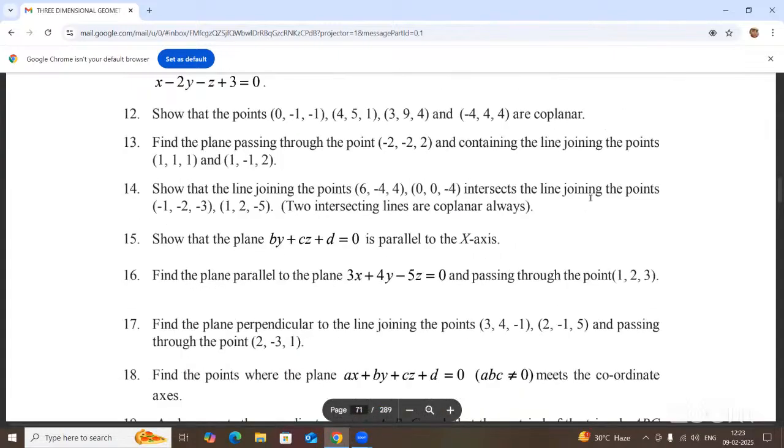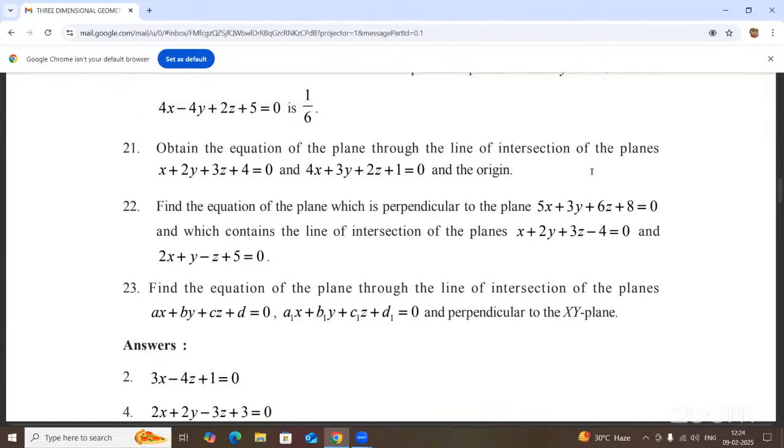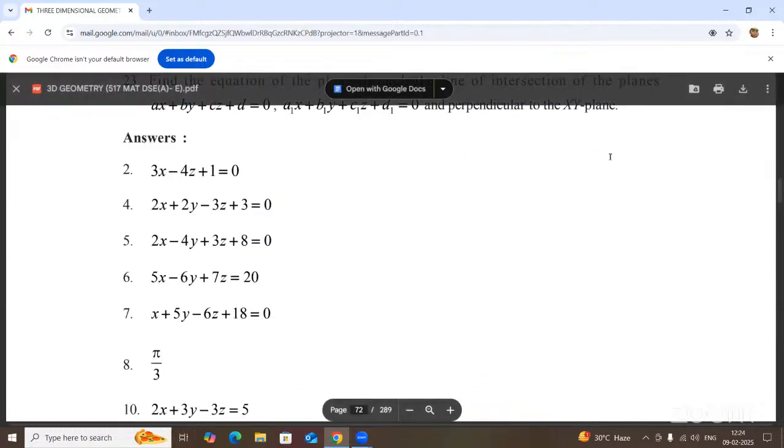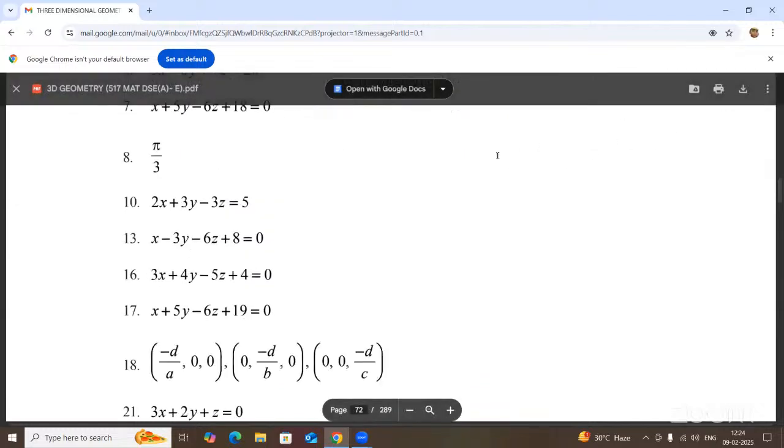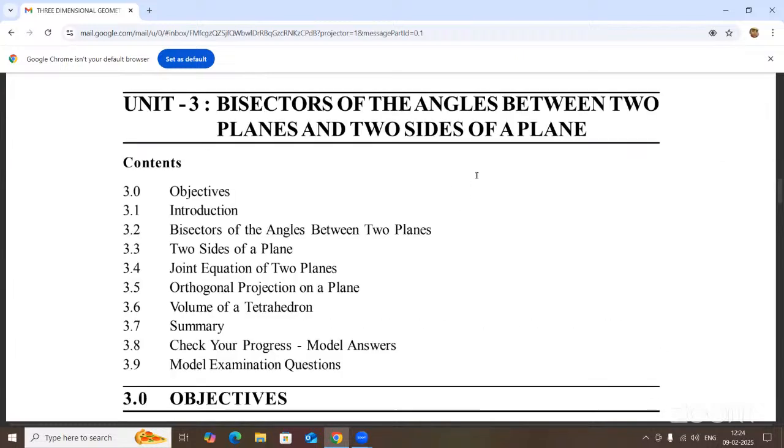Next, see the next part in unit 3, because that is the end of the first block after completion of unit 3. When you practice the first block thoroughly, you can easily achieve the pass marks. When we understand each and every part, it is easy to answer the questions in the final examination. That is unit 3.